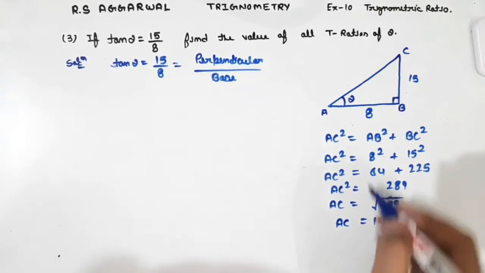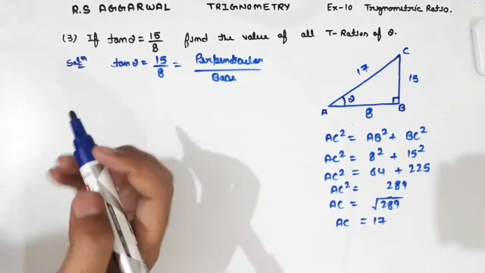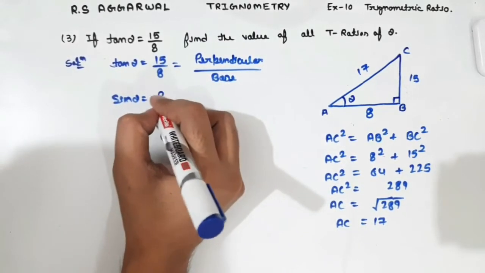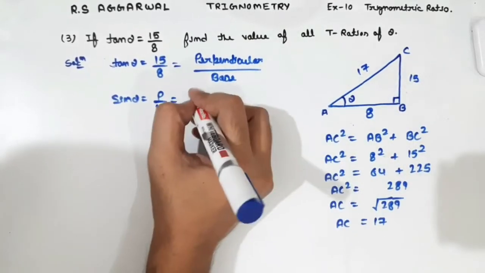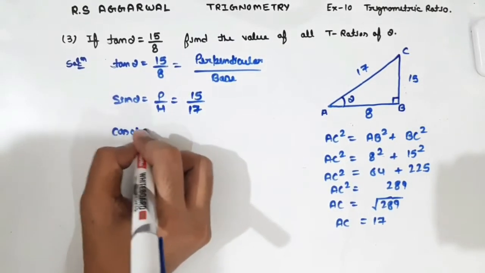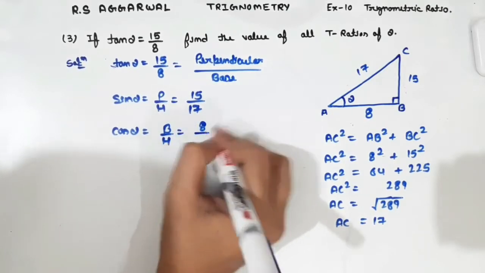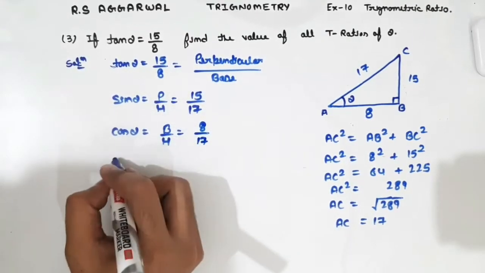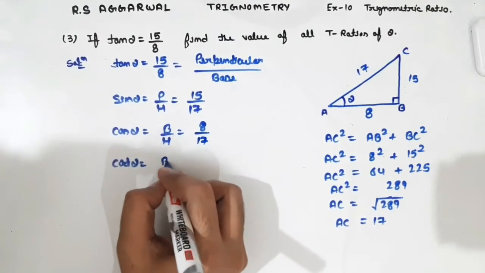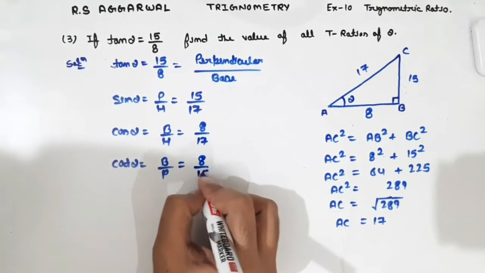So our hypotenuse AC is 17. So other trigonometric ratio are sin theta, that is given by perpendicular upon hypotenuse. So our perpendicular is 15 and hypotenuse is 17. Then cos theta is given by base upon hypotenuse. So our base is 8 and hypotenuse is 17. Then cot theta is given by base upon perpendicular. So our base is 8 and perpendicular is 15.